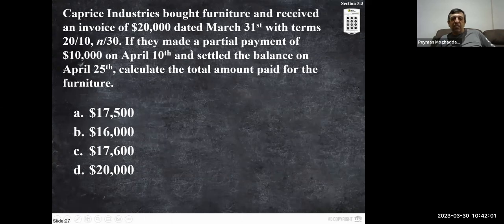Okay. So in this case, March 31st is basically the end of the month. So 10 is going to be April 10, 30 is going to be April 30, right? So March 31st is the last day of the month. This is April 10, this is April 30, okay? And the payment was made on April 10. So you're going to enjoy the discount period. You pay $10,000, the $10,000 is going to be credited, and then you calculate the rest, okay?